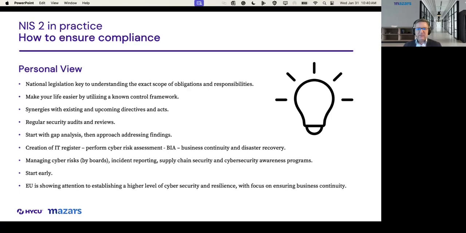But the main thing, the main outtake of all this is the EU is generally showing attention to establishing a higher level of cybersecurity and resilience within its own organizations. There are going to be new legislations, new directives, acts coming up. And the main focus will be on ensuring business continuity. So make sure these areas are addressed.